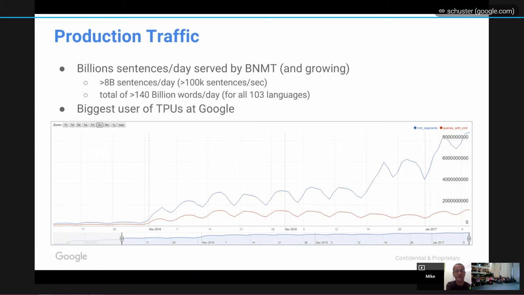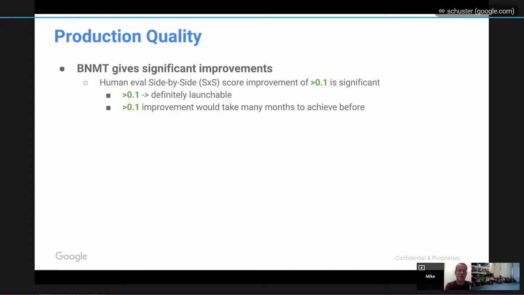So let's talk a little bit about production quality. Our system gives significant improvements. And the way to measure this is something that the Translate team came up with a long, long time ago. So we measure this using human side-by-side scores. A human side-by-side score improvement of 0.1 is significant. And an improvement of greater than 0.1 means definitely launchable. And greater than 0.1 would take many, many months to achieve in the previous system.